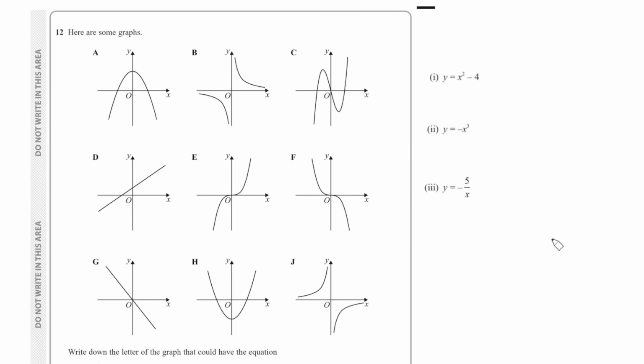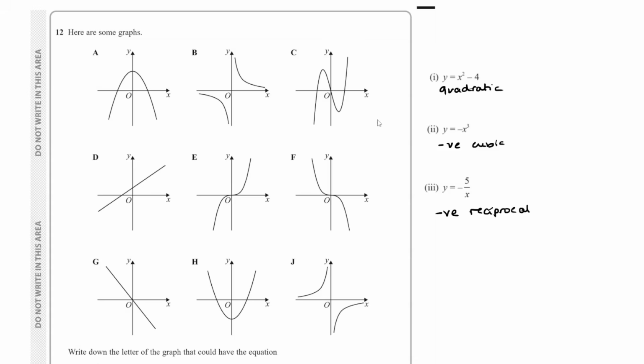Then we've got y is equal to negative x cubed, and then y is equal to negative 5 over x. So these will always be from the types of graphs that you're supposed to recognize. The first one is a quadratic, because the highest power of x is x squared. The next one is a cubic, because the highest power of x is x cubed, but technically it's a negative cubic, so it's a little bit more specific. And the last one is a reciprocal, but also a negative reciprocal.